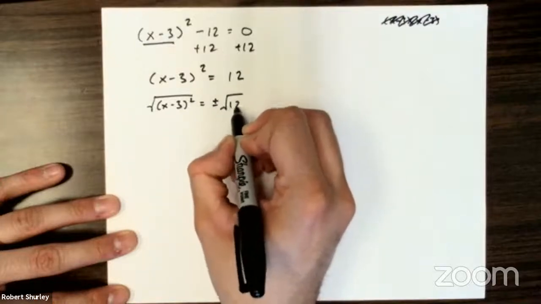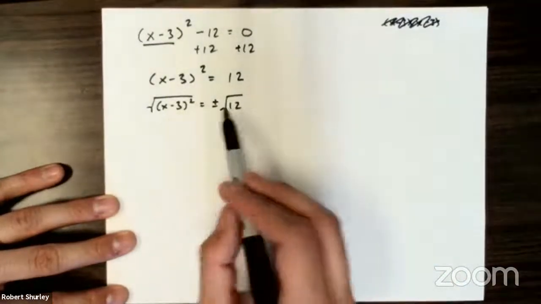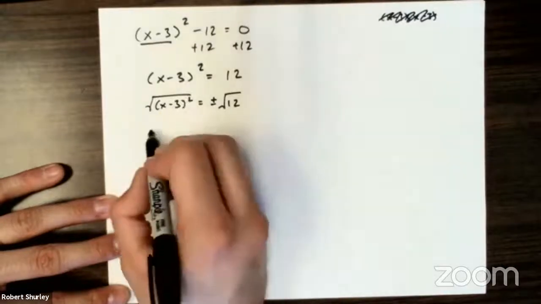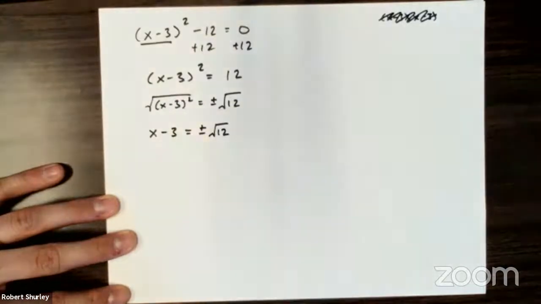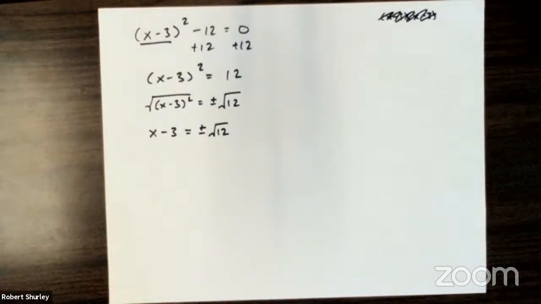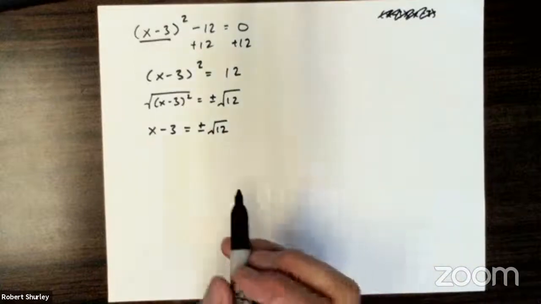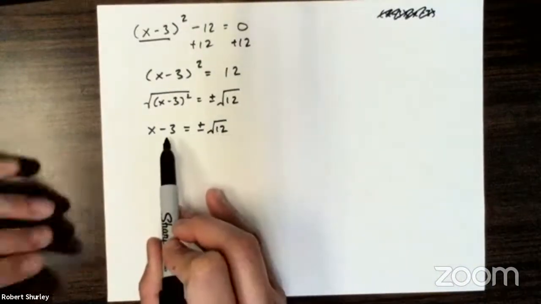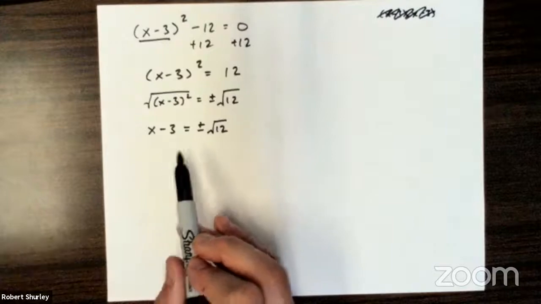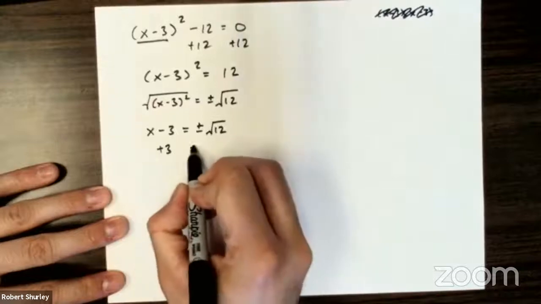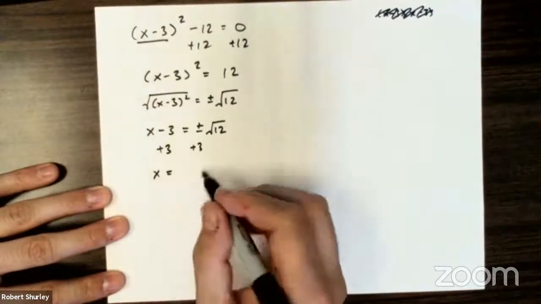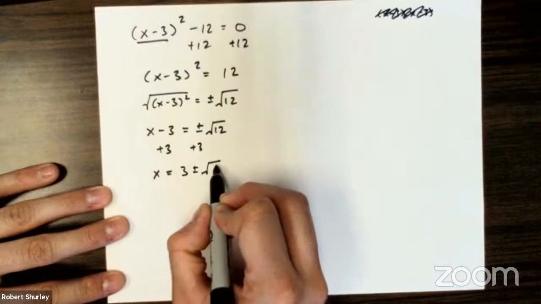I'm not going to forget my plus or minus, okay, because I took the square root of both sides. The square root and the square cancel, so we get x minus 3 equals plus or minus the square root of 12, okay? So now I need to simplify that radical, but also I need to solve. I need to get this minus 3 to the other side. So I'm going to add the 3 to the other side. So I get x equals 3 plus or minus the square root of 12.